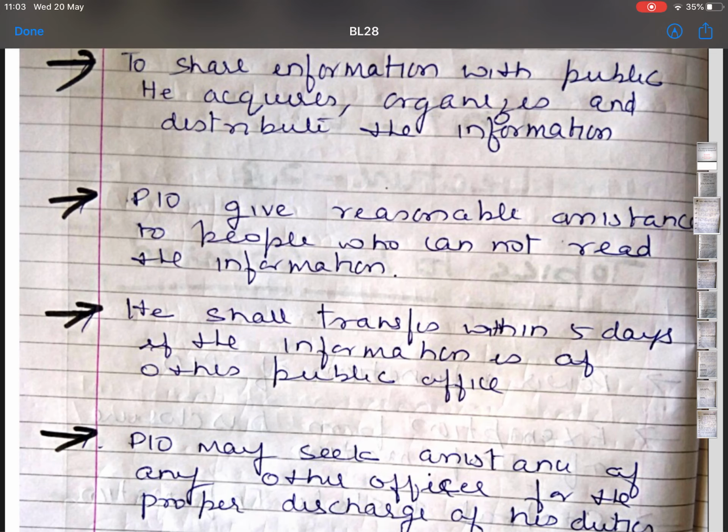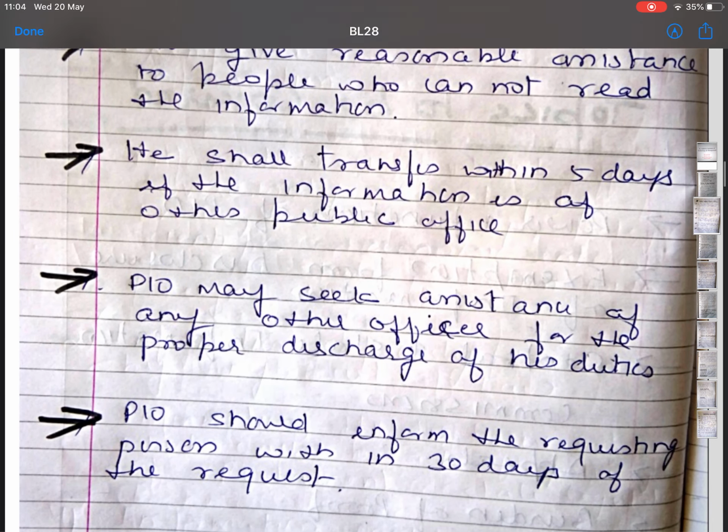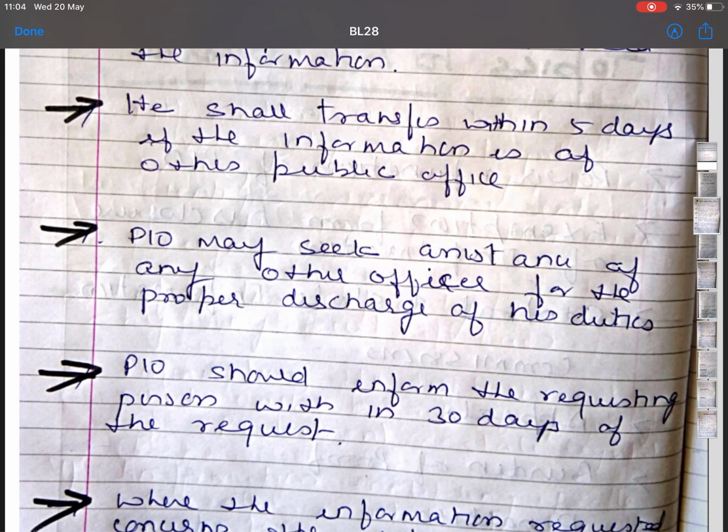Then he shall transfer within 5 days if the information is of another public office. If the information asked for doesn't belong to his public authority, then he should transfer that particular application to the concerned public office within 5 days of accepting that application. So this is his responsibility. Now, the PIO may seek assistance of any other officer for the proper discharge of his duties. So he can take help of any officer of that particular public authority for discharging his duties.